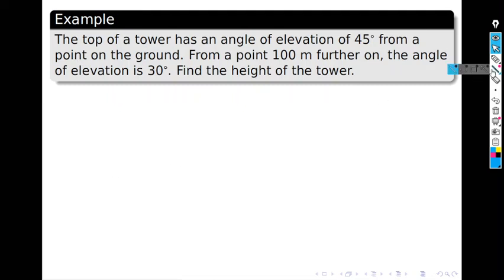In this video, we're going to look at another example using angle of elevation or depression. Let's get into it. We're told the top of a tower has an angle of elevation of 45 degrees from a point on the ground, and then from a point 100 meters further on, the angle of elevation is 30. So let's just draw ourselves a bit of a triangle.